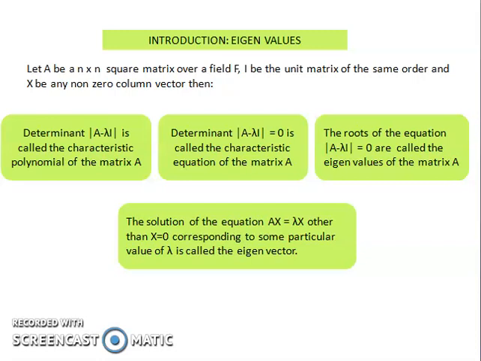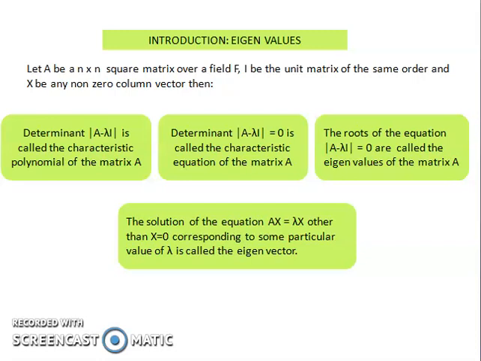Let I be a unit matrix of the same order and let X be any non-zero column vector. Then determinant of A minus lambda I gives us the characteristic polynomial. If we equate the determinant of A minus lambda I to 0, we will get the characteristic equation of the matrix A. And if we find the roots of the equation determinant A minus lambda I equal to 0, we will get the eigenvalues of the matrix A.